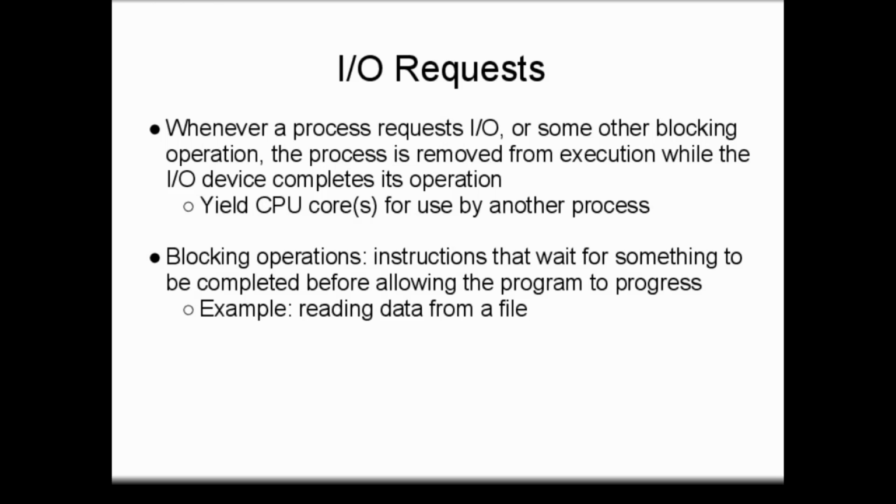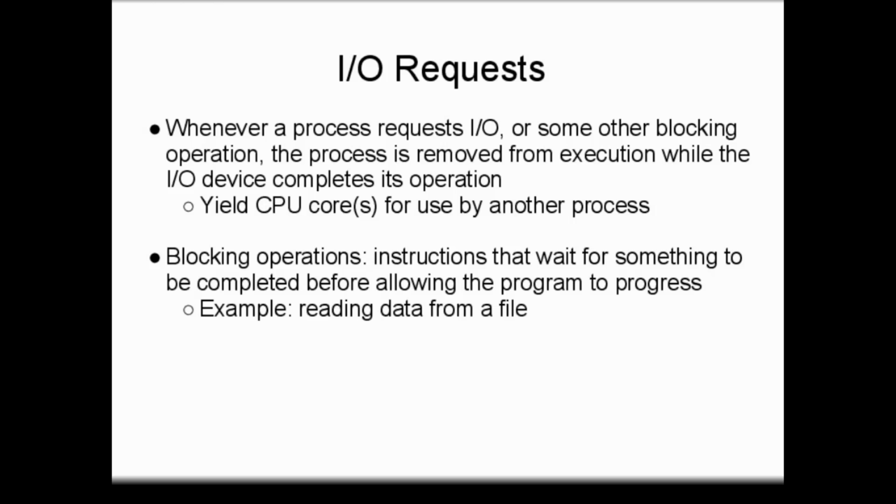Whenever a process makes an I/O request, a system call into the kernel is made, which removes the process from execution while waiting for the I/O to complete. The process yields any CPU cores it is currently using, so that another process can use those resources while the first process waits on the relatively slow I/O device.